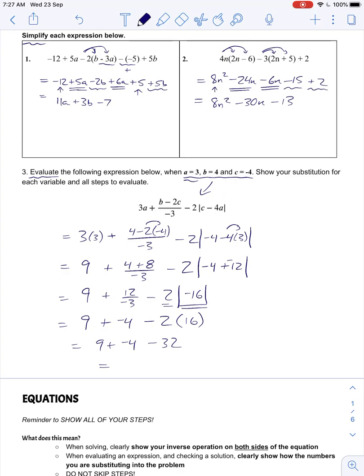Now I can just go left to right. 9 plus negative 4 is negative 5. And then minus 32. And negative 5 minus 32, I ran out of room here, I'll just put it over to this side, is negative 27.